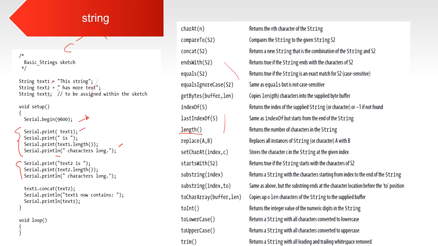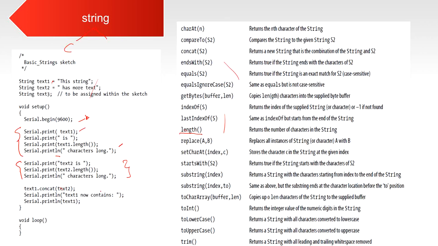In this case, the length of text2 is maybe 1, 2, 3, 4, 5, 6, 7, 8, 9, 10, 11, 12, 13, 14, maybe 14. And then "text2 is 14 characters long". That is the output for this procedure.